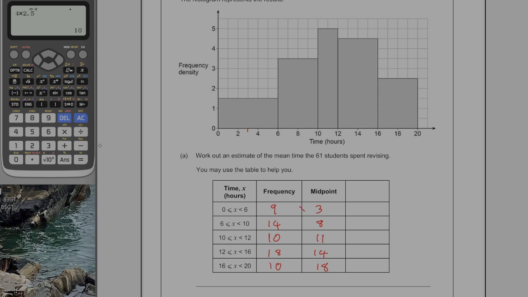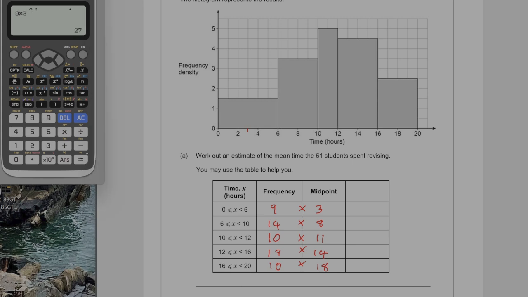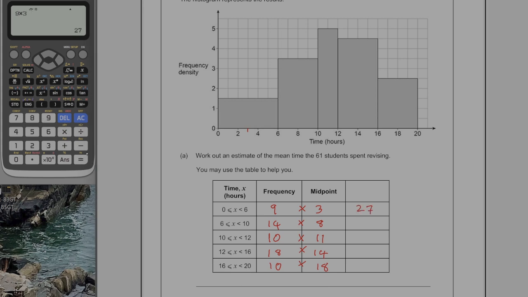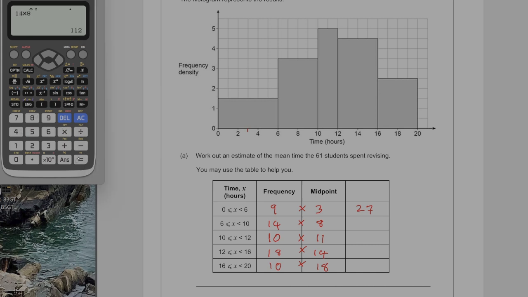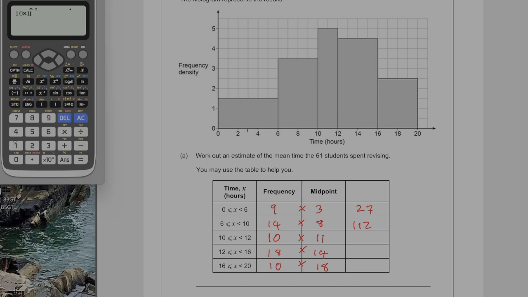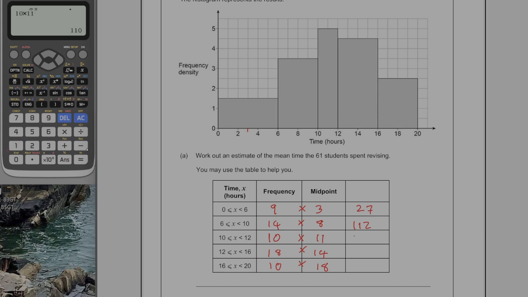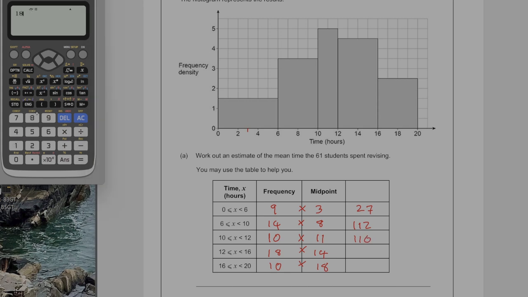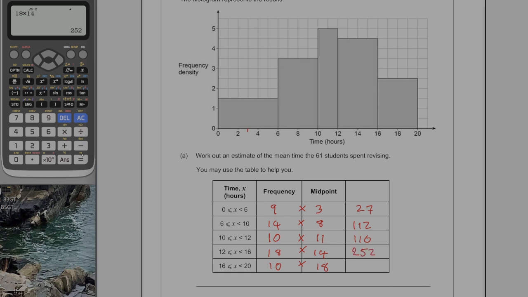Right, for our estimate for the mean, we want to multiply these together, then add them up. So 9 times by 3 is going to give us 27. 14 times by 8 is going to give us 112. 10 times by 11 is going to give us 110. 18 times by 14 is going to give us 252. And then 10 times by 18 is going to give us 180.